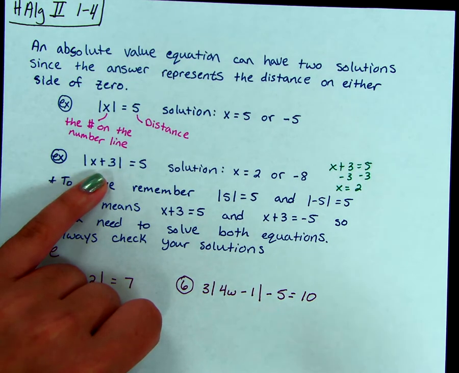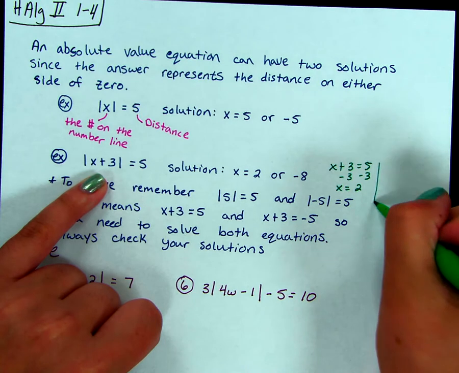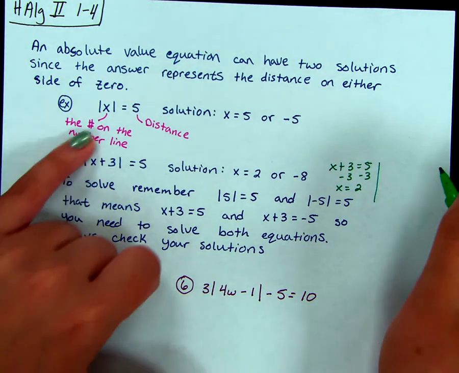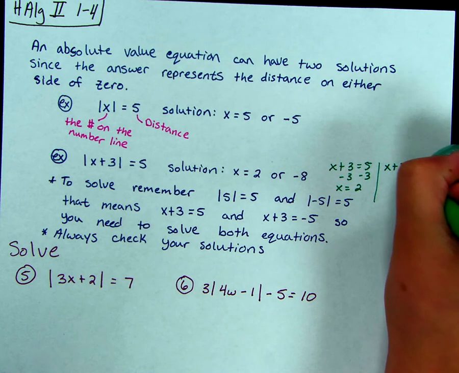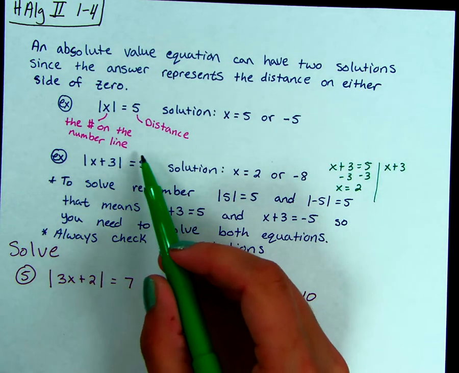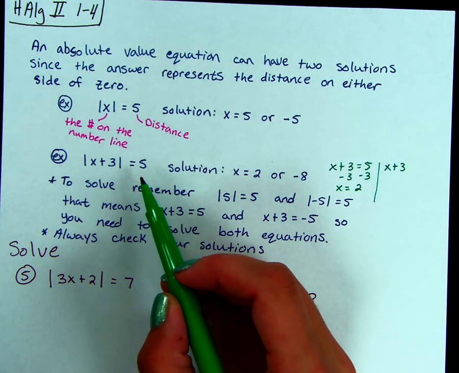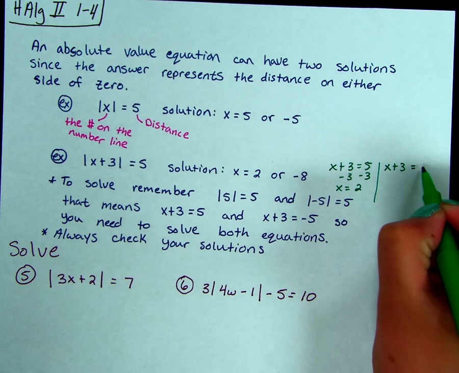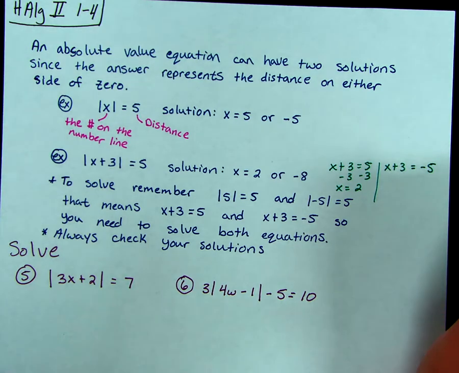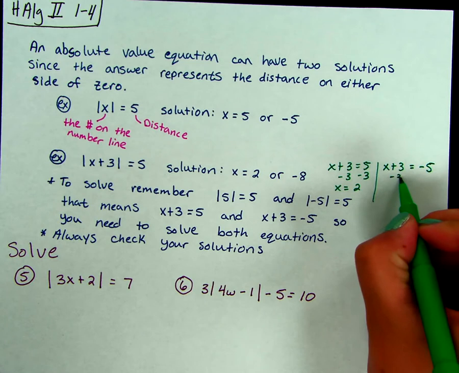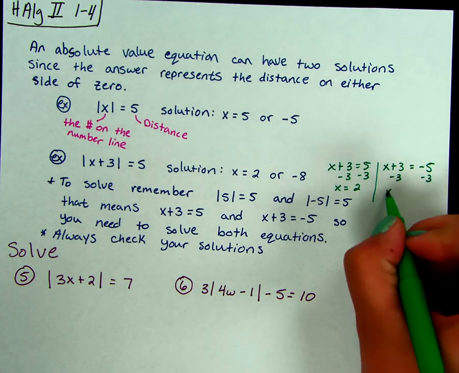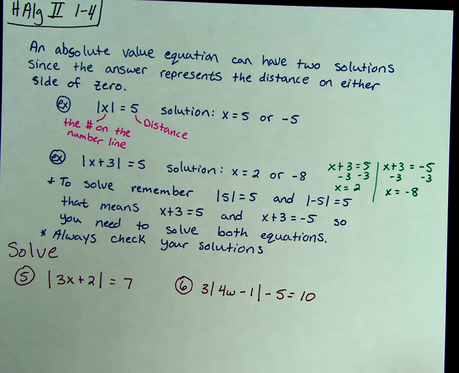Now for the second equation, we always solve 2. We're going to take whatever's inside our absolute value, rewrite it again, so x plus 3, and then everything on the right side, we make the opposite sign. So this would be equal to negative 5. And then we just solve that one. So we subtract the 3 over. So x equals negative 8. So we have two answers, 2 and negative 8.